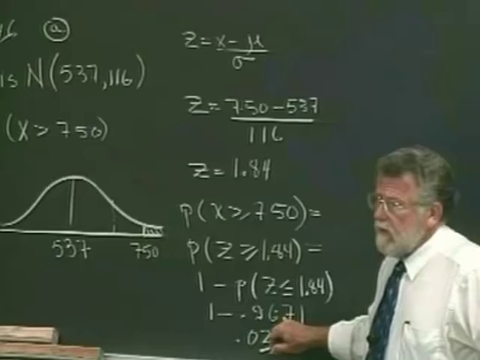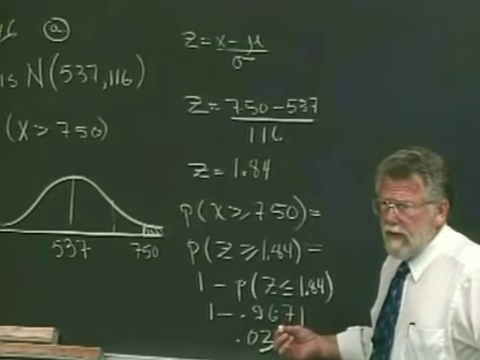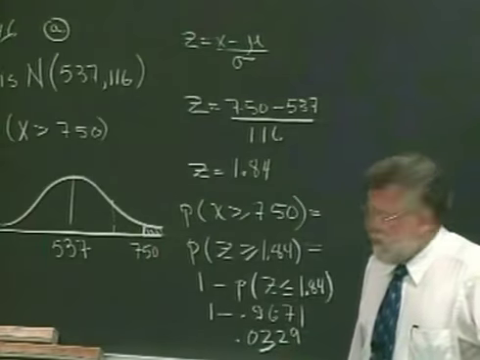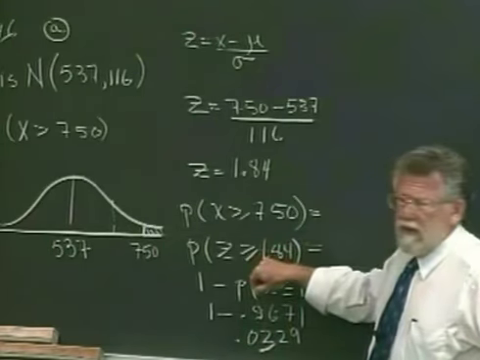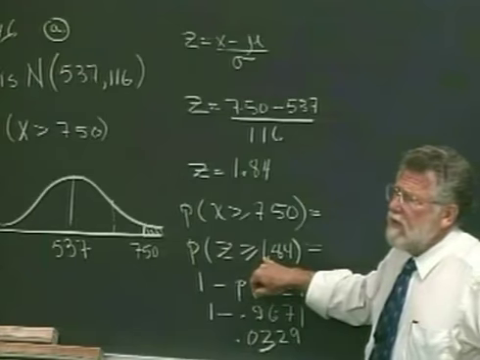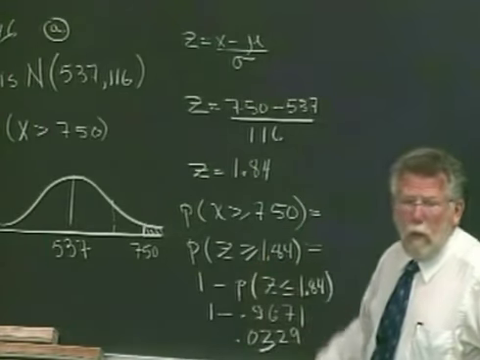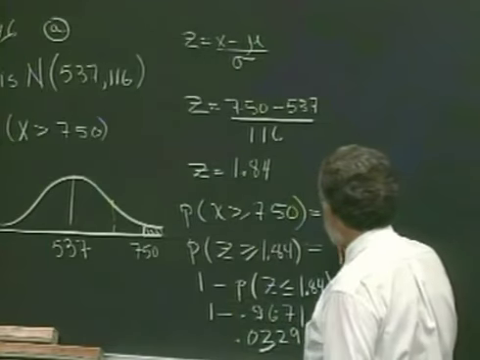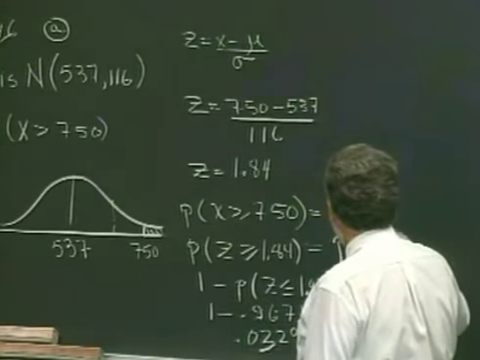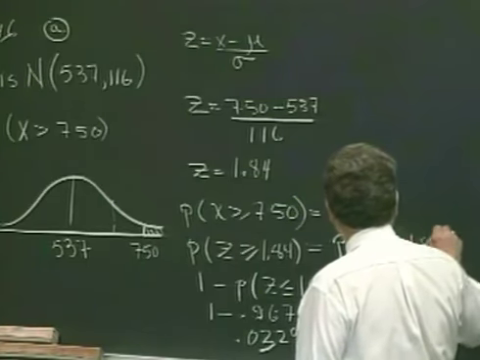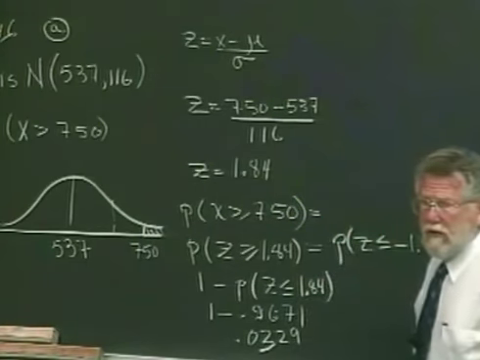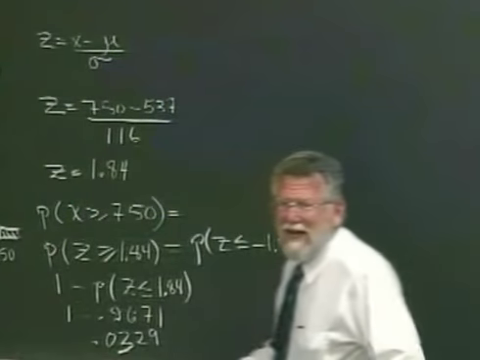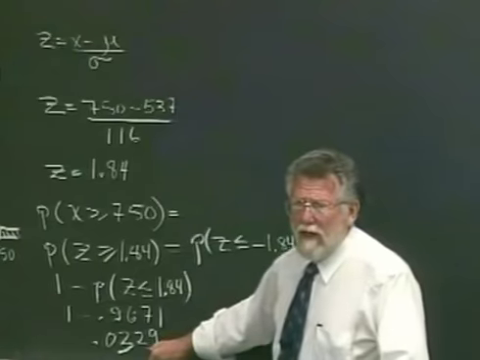Now, what was the alternative that you had if you didn't want to play the subtraction game? And I didn't see this done on a single paper. Symmetry. I could have said that this is the same as the probability that Z is less than or equal to negative 1.84 and been there in one step. So I could have said this. And if you look up negative 1.84, you should find that this probability is exactly what we're getting down here.